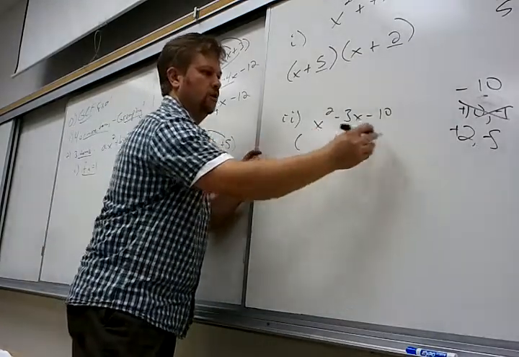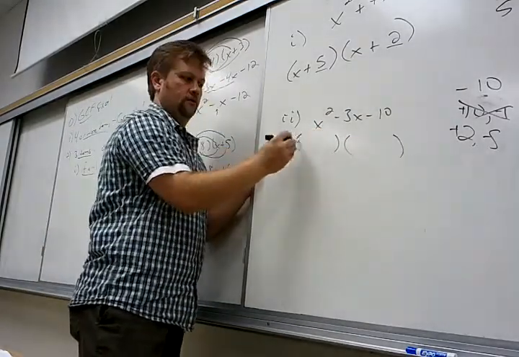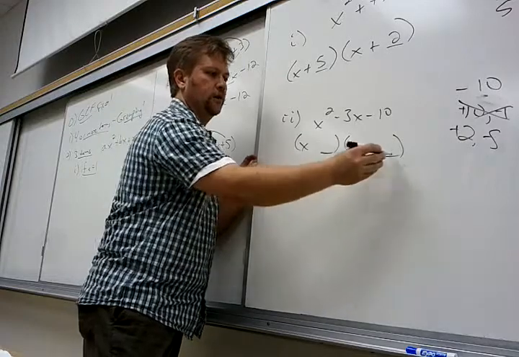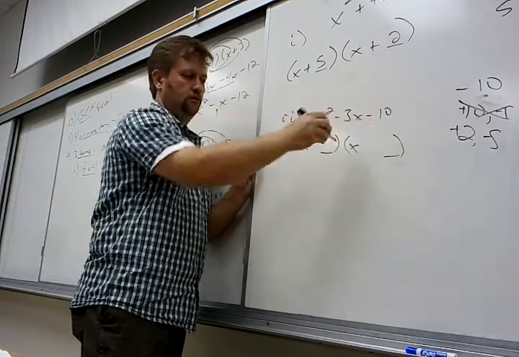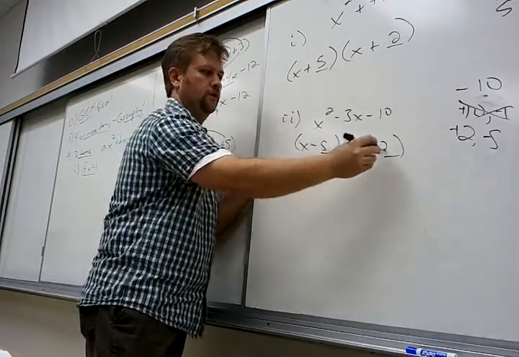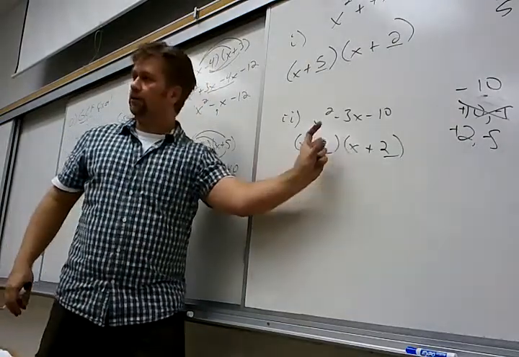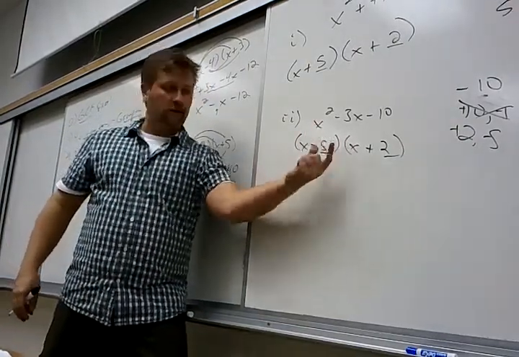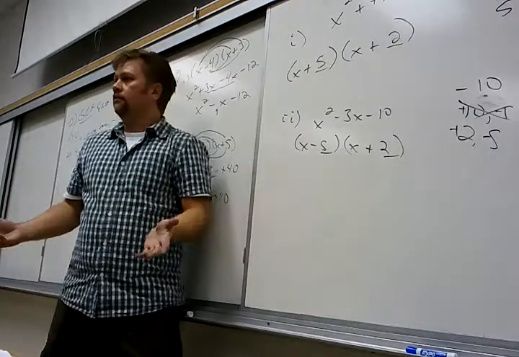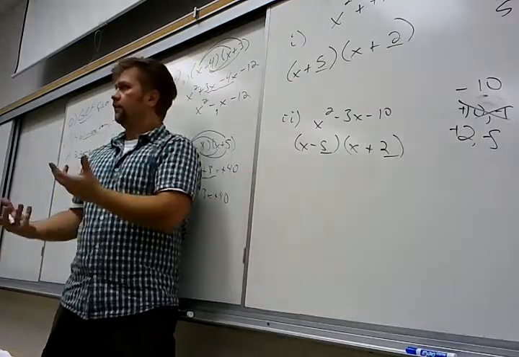So again, how can I always start this off? X squared is x and x. The only problem is I don't know what goes there and there, but now I do. Minus 5 plus 2. It doesn't matter what order this is in, right? I can multiply this times this or this times this. I don't care. I can do it whatever order I want to.